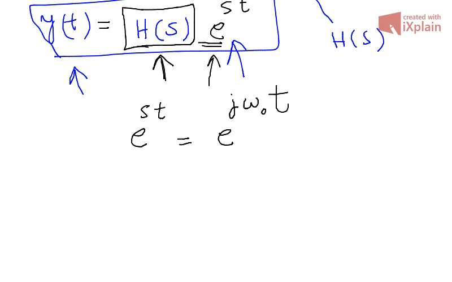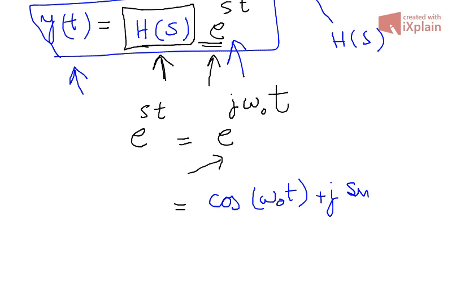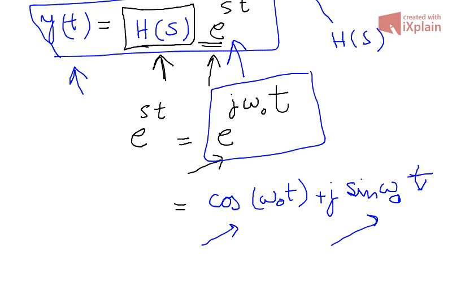And when your s is purely imaginary, using the Euler identity, you can write e raised to the power j omega naught t as cos of omega naught t plus j sine omega naught t. So basically you have two sinusoids, cos of omega naught t and sine of omega naught t. It's a complex exponential, and there is a very close relationship between the exponential e raised to the power j omega naught t and these sinusoids.